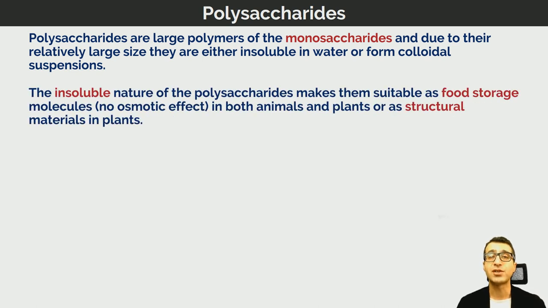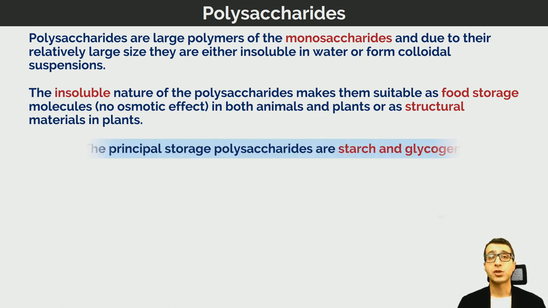Now, the insoluble nature of the polysaccharides makes them particularly suitable as food storage molecules because they have no osmotic effect on the surrounding solution in which you find them. And so in animal and plant cells, typically you will find large polysaccharides such as starch in plants and glycogen in animals forming long-term energy stores. But they can also be used as structural molecules, structural polymers. So for example, the cellulose that you find in plants is a polysaccharide. So the principal storage polysaccharides are starch and glycogen.